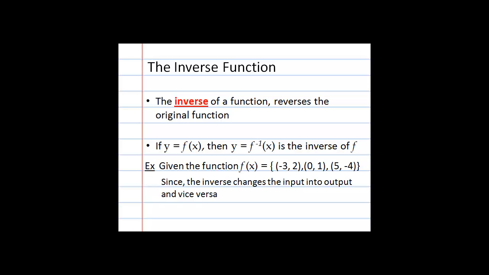By doing that, I'm going to write the inverse of f as (2, -3), (1, 0), (-4, 5), which we see is the opposite of my original function f, where x was -3 and y was 2 in the first point, and we've switched it so that now my x value is 2 and my y value is -3. We've done that for all 3 points, and that's basically how we calculate an inverse. We switch the x and y values.